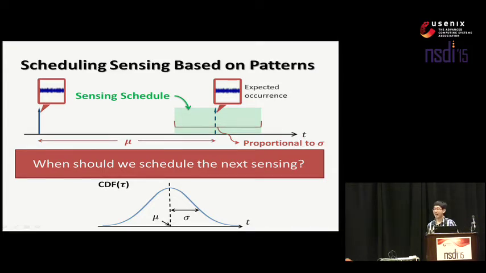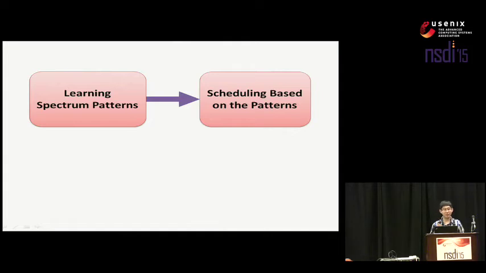This is at a high level how SpecInsight works. I've told you that we first learn the patterns, and we schedule based on what we learned. But there is one more thing. If the spectrum is not going to change, this model will work perfectly. But this is not the case. The patterns will change. There will be new users coming to the spectrum, and the old patterns might change. So we have to go back from time to time to update what we learned.